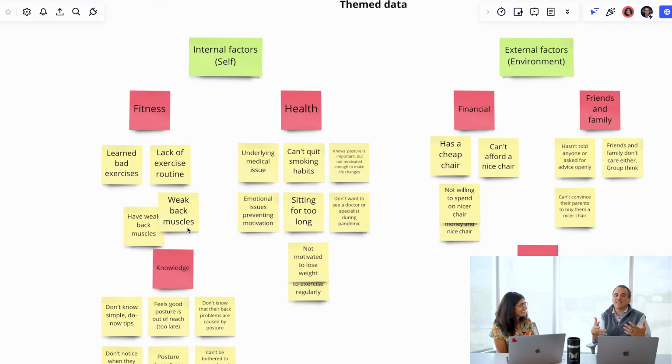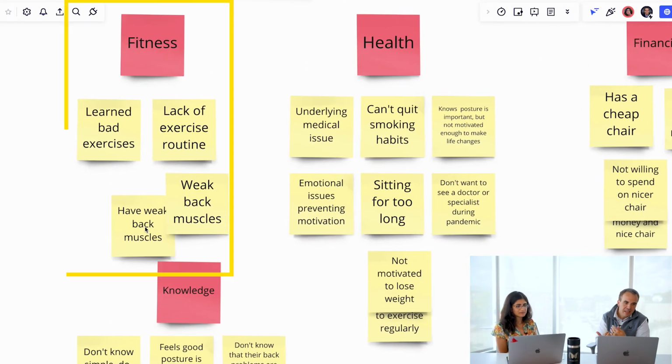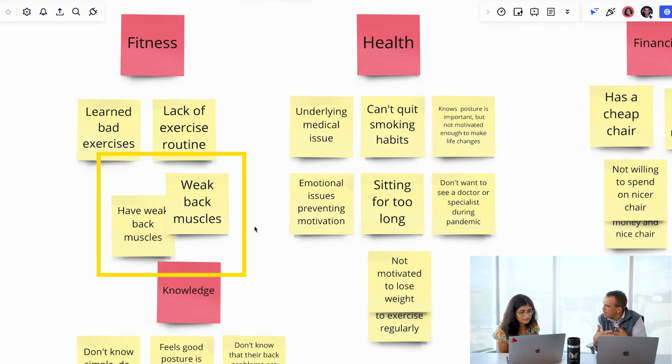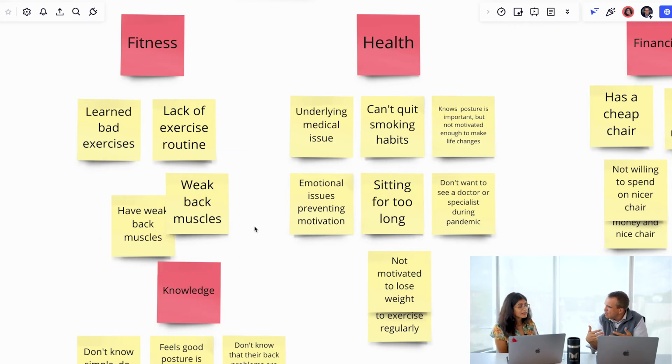So I think I understand. So we've taken the same yellow Post-it notes we had on our left-hand side and grouped them around this idea like fitness. So in fitness, we see things like learned bad exercises, lack of exercise routine, weak back muscles. Now, I also noticed that these two Post-it notes are at the bottom. Was that what you were referring to about related concepts that don't really have a difference being smashed together? You know what? It could be either.